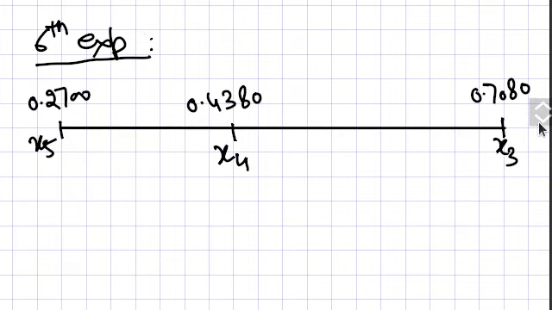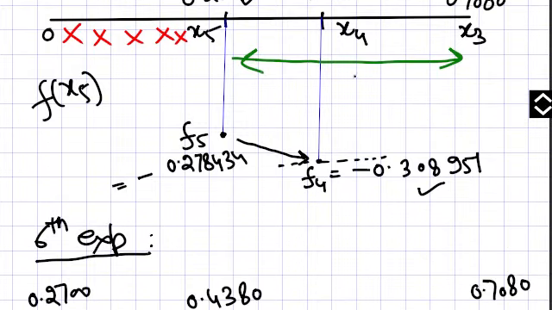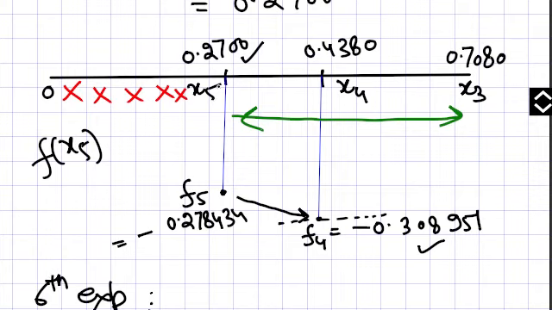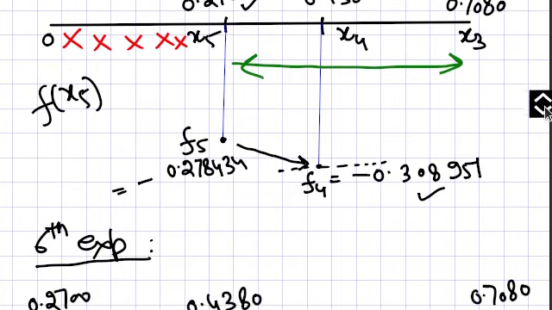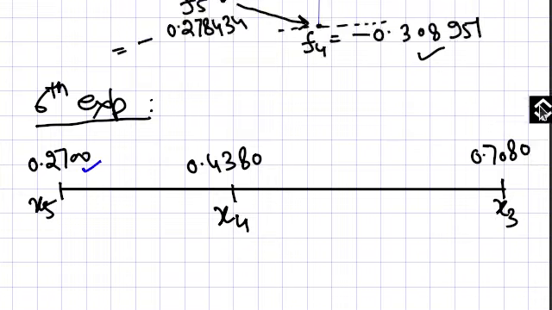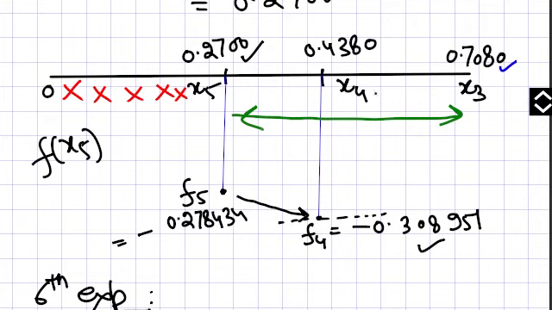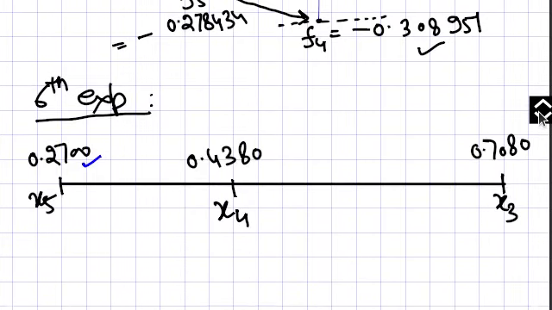So now you can see that the new interval of uncertainty is this green line area I have taken. It will start from this point x5, that is 0.27. So you can see the start is from this, and it will end at x3, this point, and the x4 point will be shown like this.